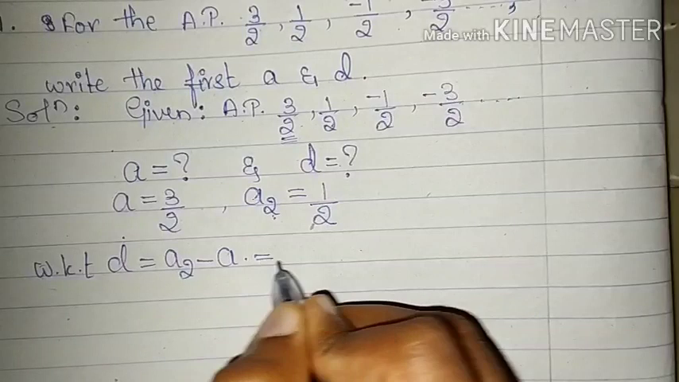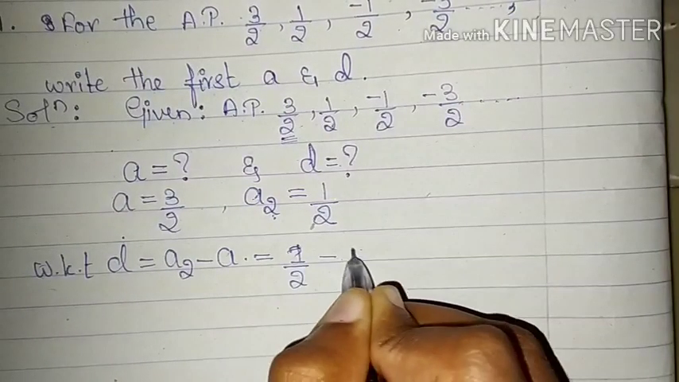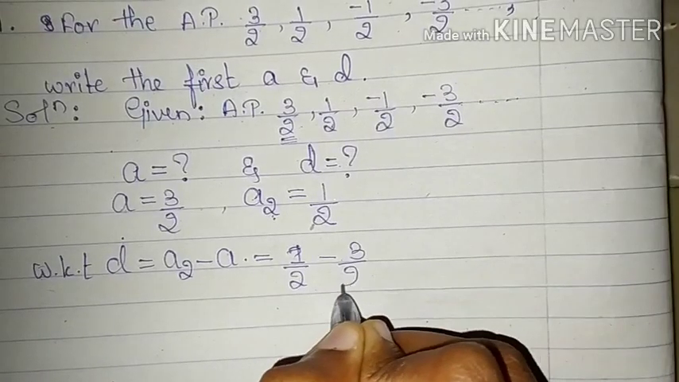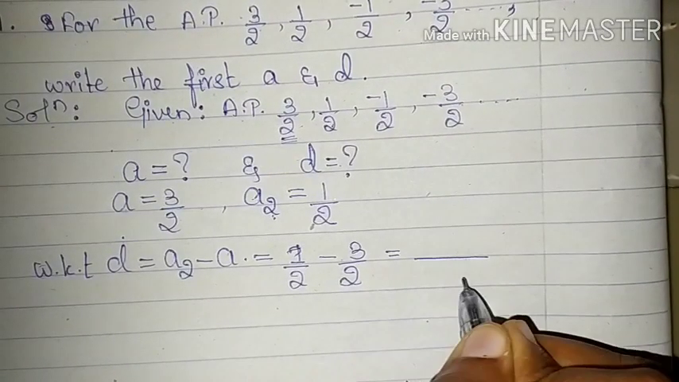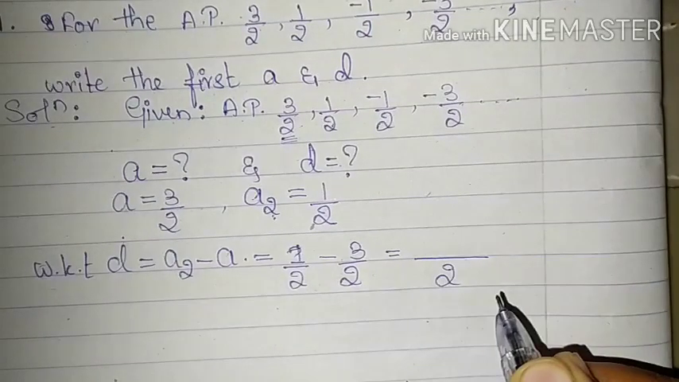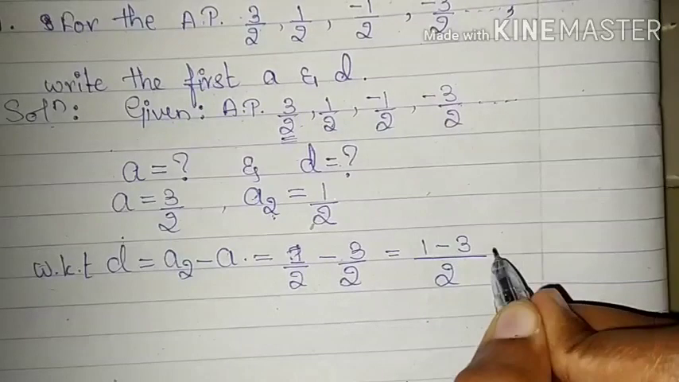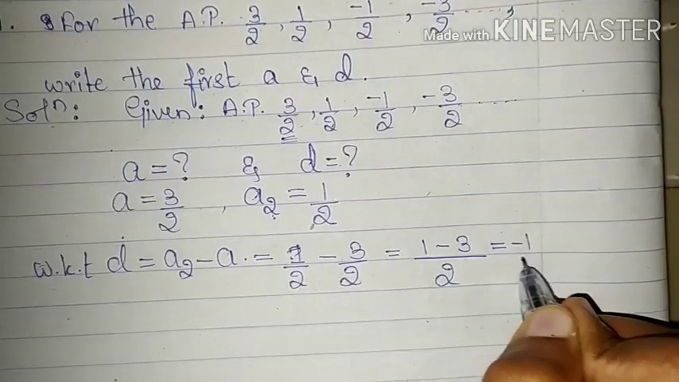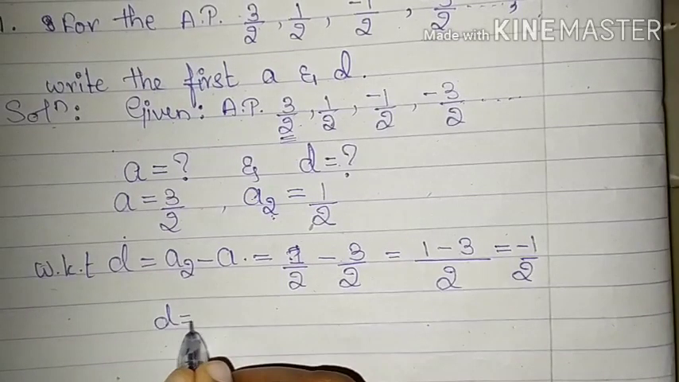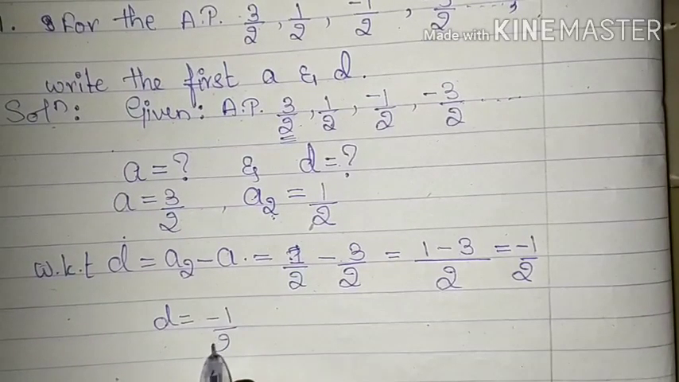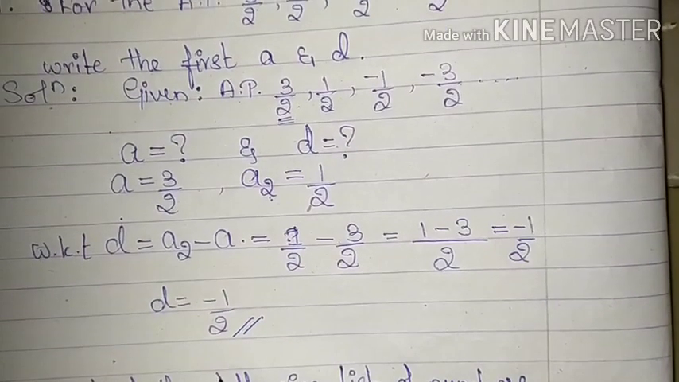This is nothing but 1 by 2 minus 3 by 2. Since both the denominators are same, the LCM is also the denominator itself, 2. So 1 minus 3, which gives you minus 1 by 2. So D is equal to minus 1 by 2. This is your solution. So now let's write it down.